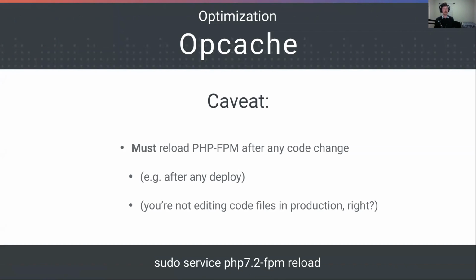So the caveat I talked about: you must reload PHP-FPM after any code change, after any deployment, in other words, because you're not editing code files in production, right? I definitely have edited code files in production. In that case, I would edit it and then reload PHP-FPM. You can see on the very bottom here, sudo service php7.2-fpm reload, or whatever version of PHP you're using, and that'll reload PHP-FPM and tell OPcache to recache the files. You don't even have to restart it; you can reload it, which is a faster process that gracefully restarts PHP-FPM instead of a hard stop and reboot.